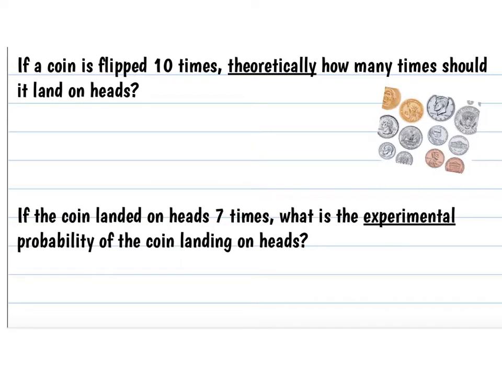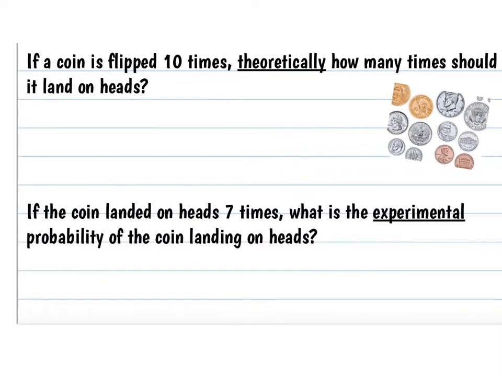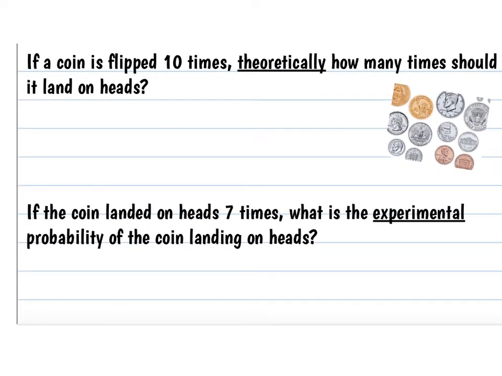If a coin is flipped 10 times, theoretically, how many times should it land on heads? Well, we know that the probability of flipping a coin once and getting a heads is 1/2, because there's two outcomes, heads or tails. So 1/2. So theoretically, half of the times that I flip it, it should land on heads. So theoretically, I should get 5 times on heads, 5 times on tails.